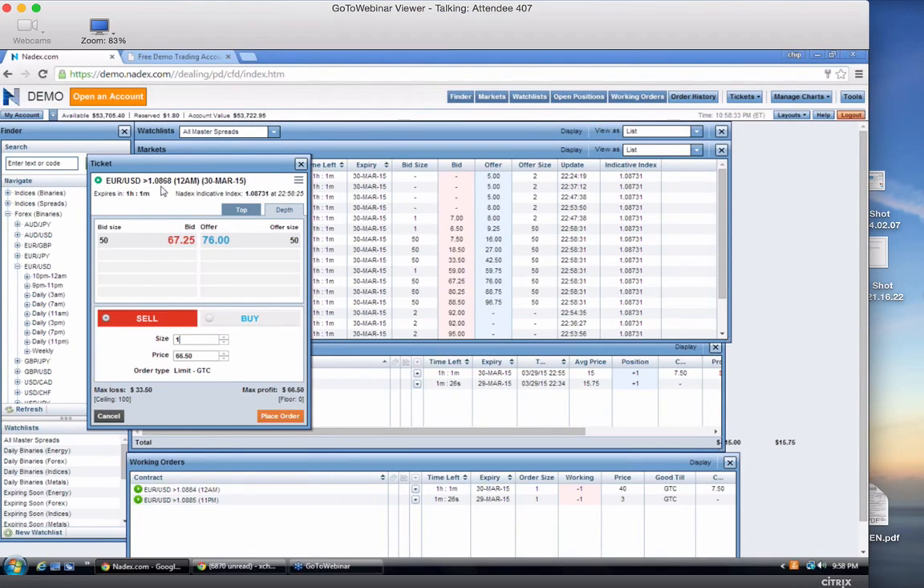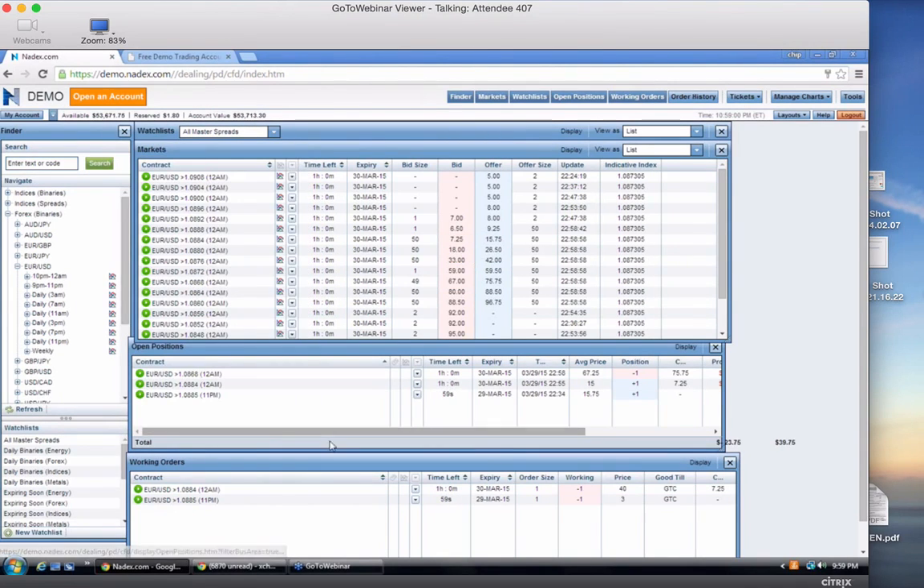That's within the hour. So if I sell one, it's going to sell one at the binary trade price of $66.50. It's going to cost me $33.50. If I hold it till expiration and I'm right, then that's my profit, $66.50. So I'm going to place the order. And there it is. Okay?